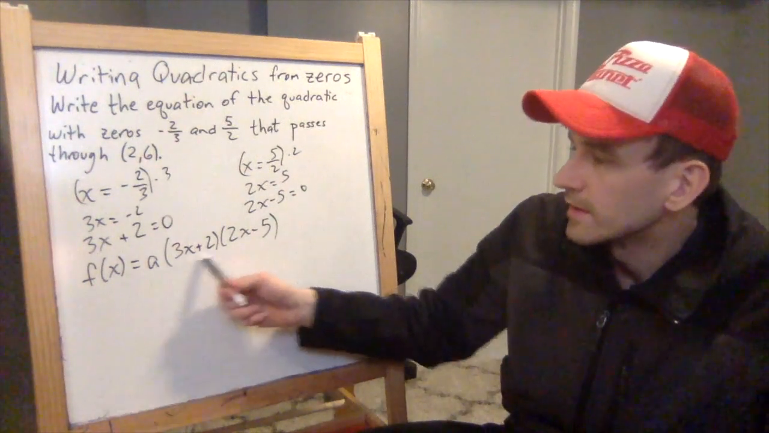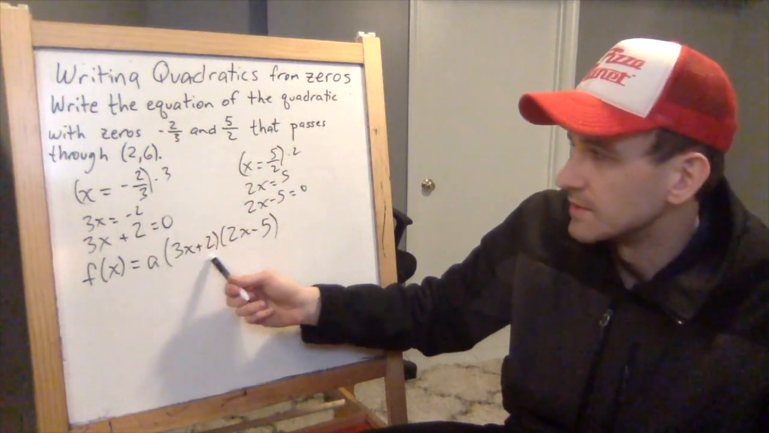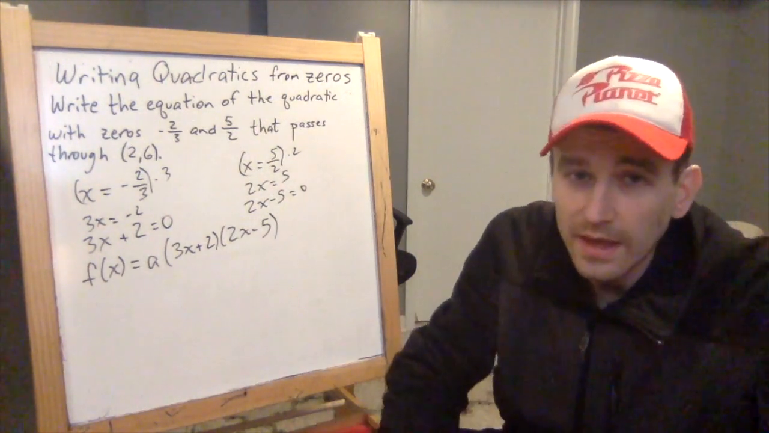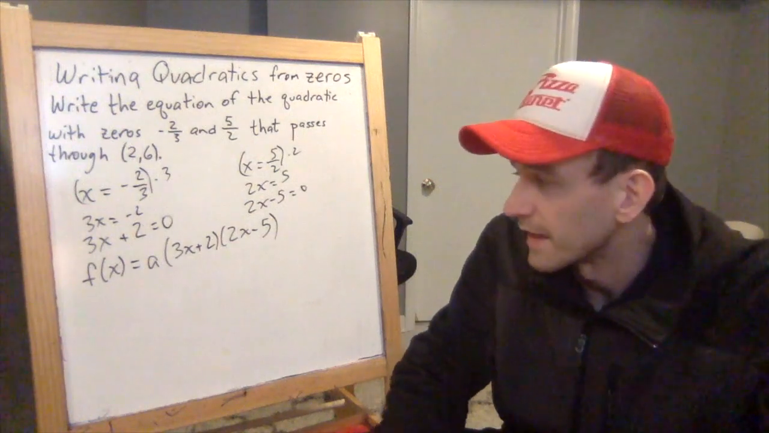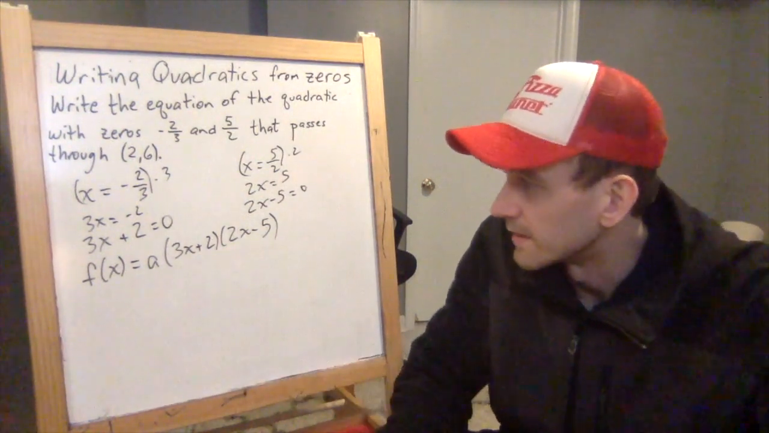And this will look a little bit different if you leave it as a fraction and just have x plus 2/3 here, x minus 5/2 here. You'll get the same answer at the end, but you will have the fractions to deal with when you FOIL and stuff like that. So I recommend doing it this way.